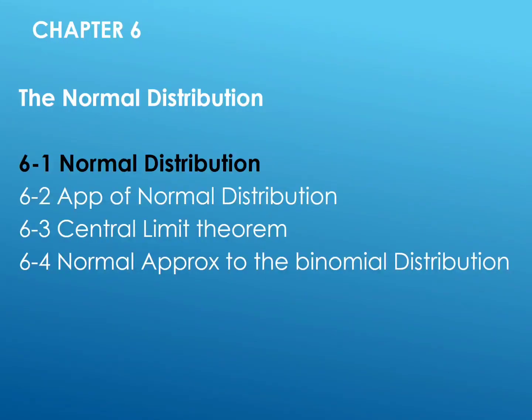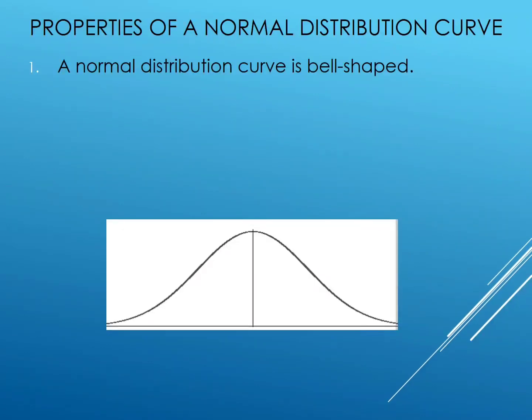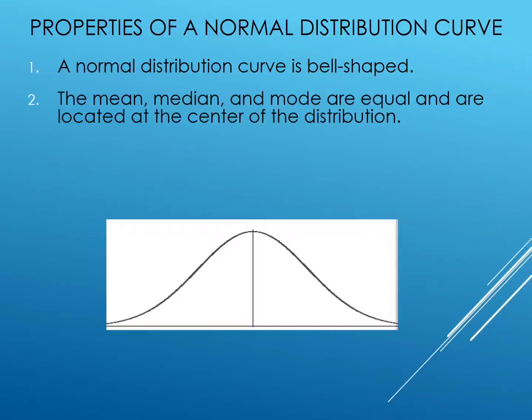Alright guys, so for this video we're going to go over chapter 6 section 1, normal distribution. So the properties of a normal distribution. Now we've seen normal distributions before, so we should recall some of these, and some of these should be new to us. So one is that the normal distribution is a bell-shaped distribution.